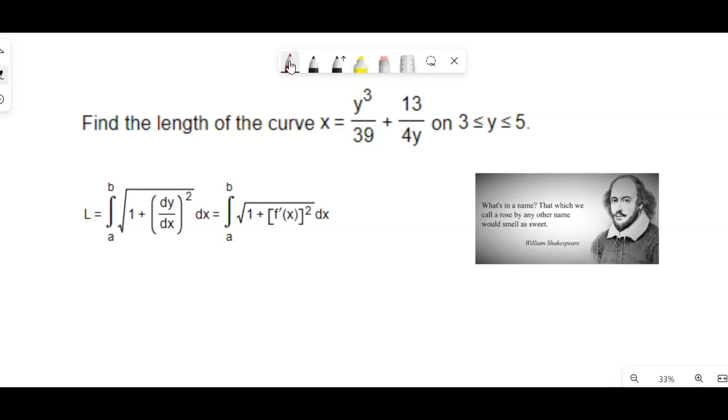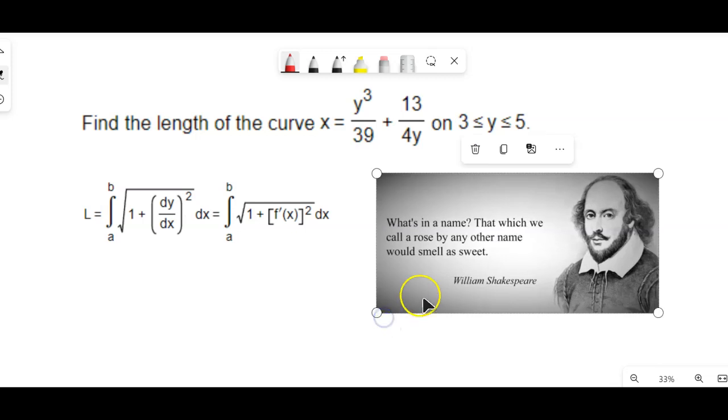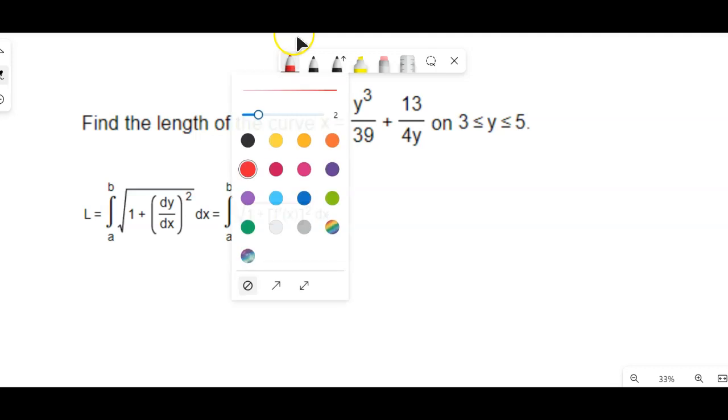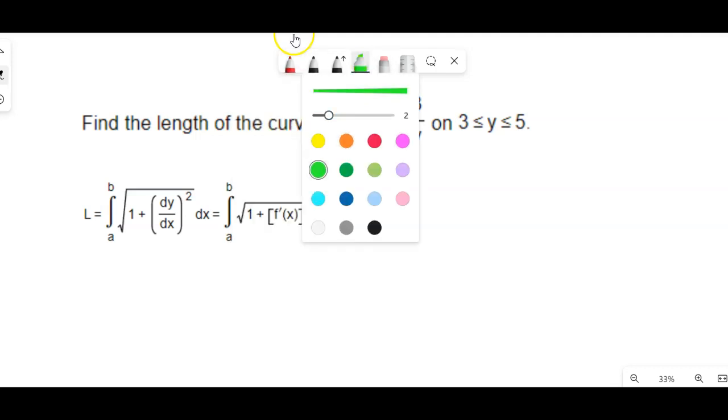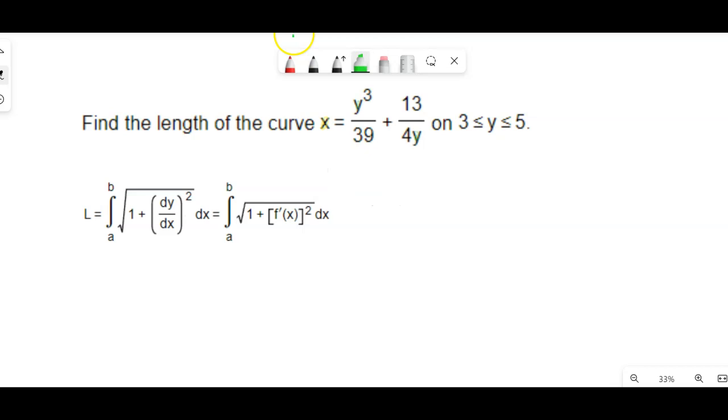Well, I got Shakespeare over here. Why do I have Shakespeare? It's because if you look at what it's saying, what's in a name? A rose by any other name would smell as sweet. Why does that apply here? I'm just calling the variable a name. I'm calling this x. I'm calling this y. It doesn't matter.